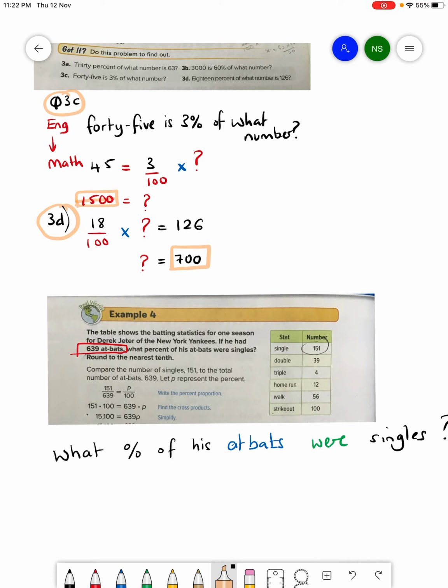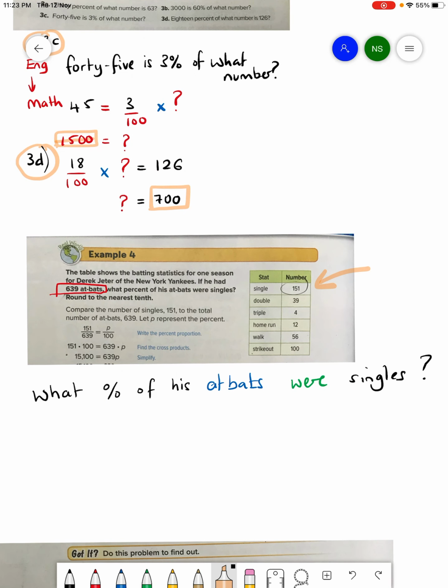Okay, so for example 4, I'm going to show you it's exactly the same thing even if you've got information in a table. No problem. Here we go. The question says, the table shows the batting statistics for one season for Derek Jeter of the New York Yankees. If he had 639 at-bats, what percentage of his at-bats were singles? Round to the nearest tenth.